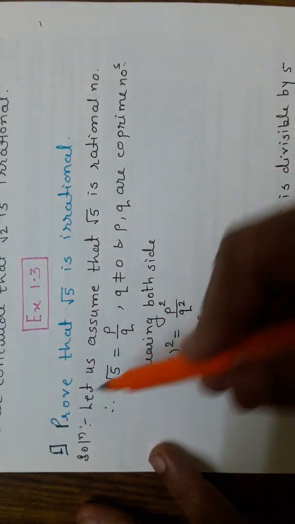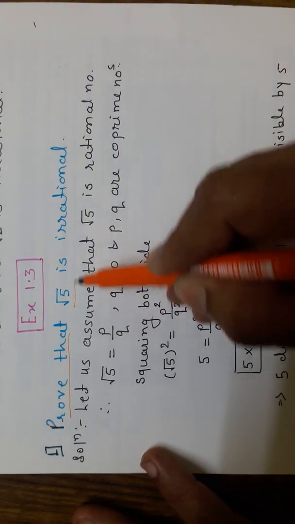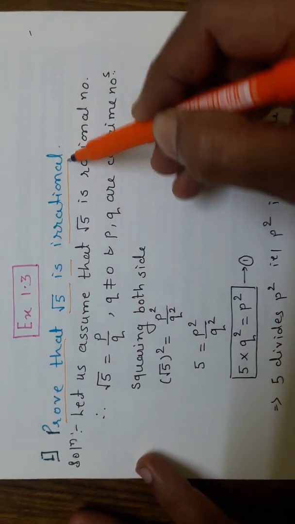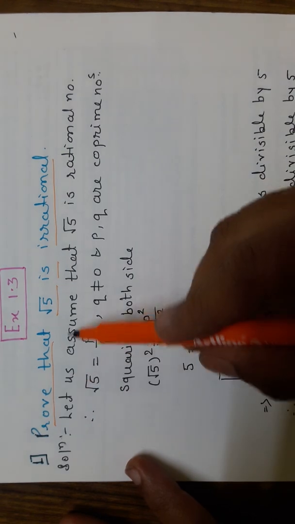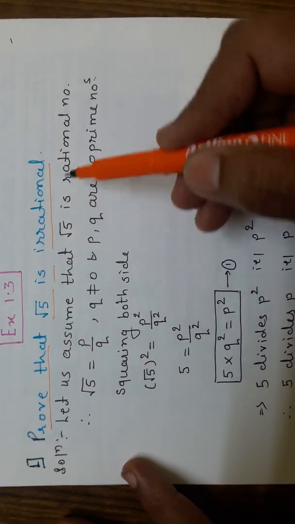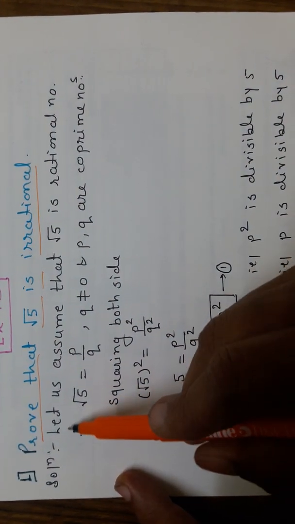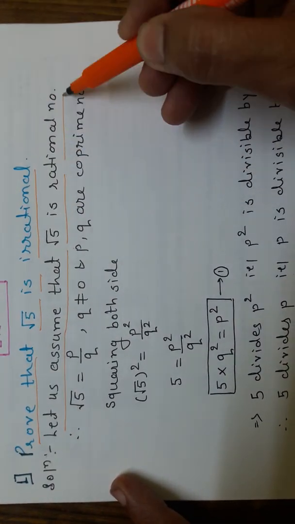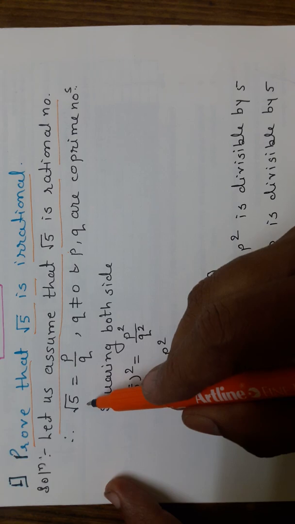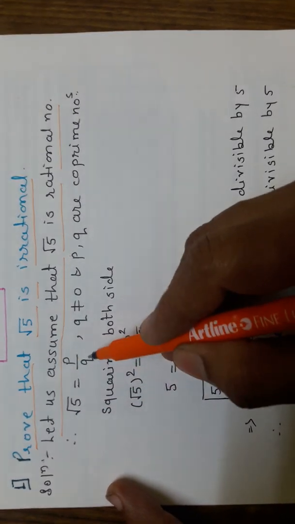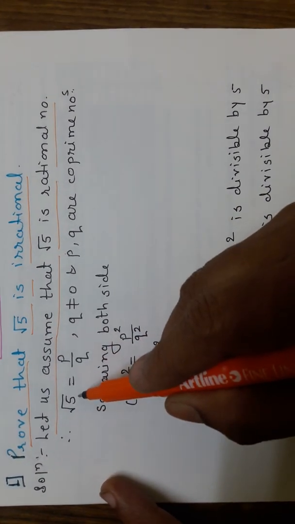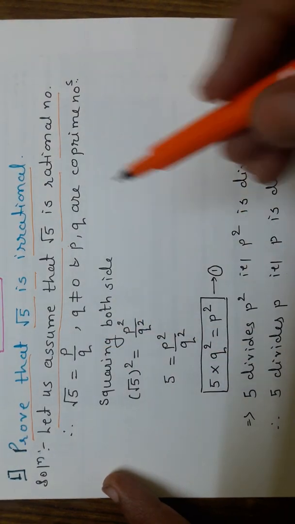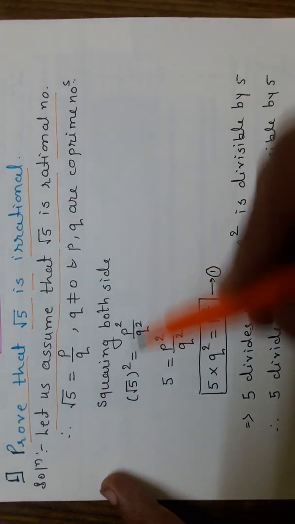Exercise 1.3, prove that root 5 is irrational. Again this problem we will solve by contradiction method. So let us assume that root 5 is a rational number. Therefore it can be written in the form of p by q. Therefore we will write root 5 is equal to p by q, where p and q are co-prime numbers.